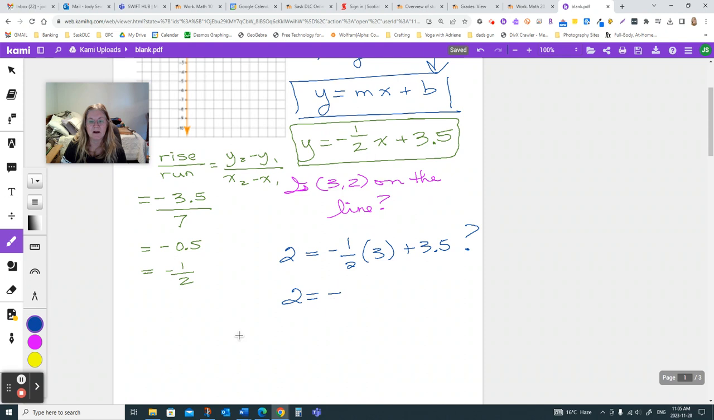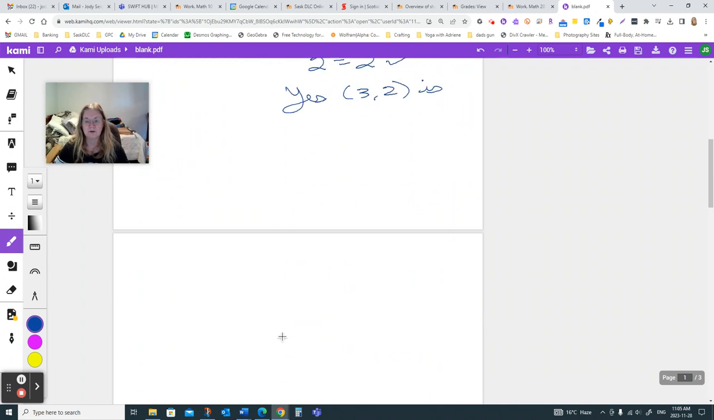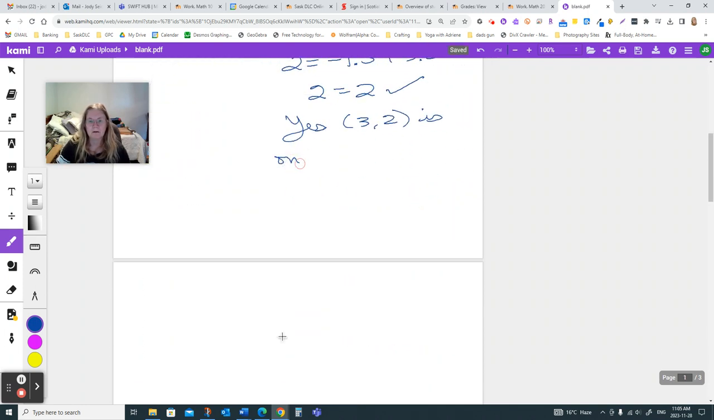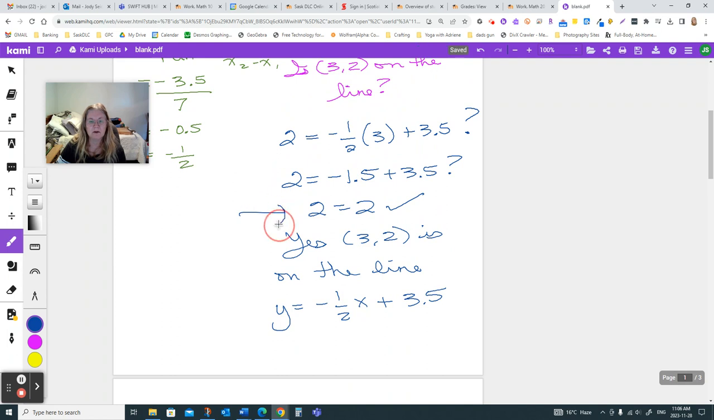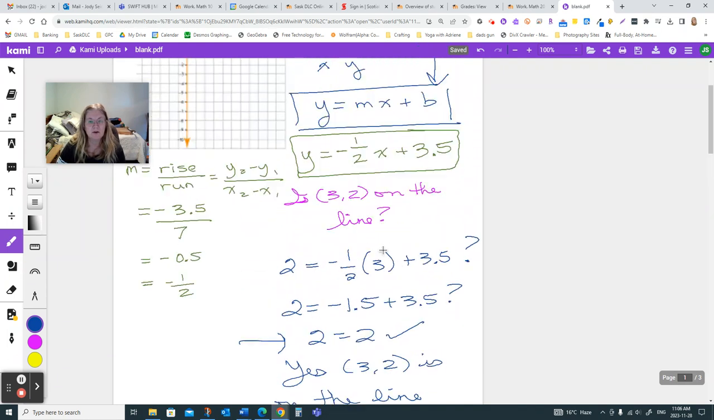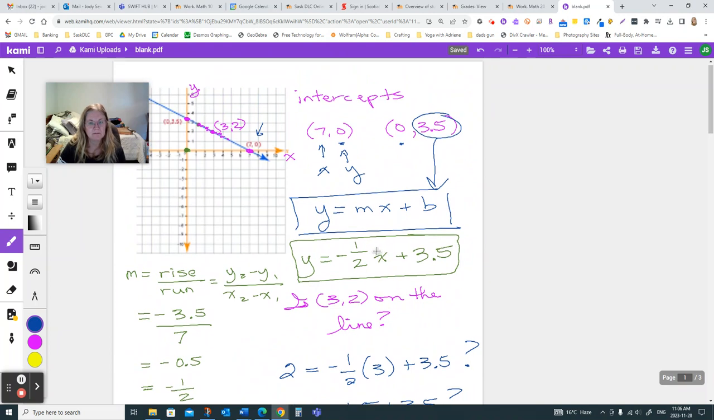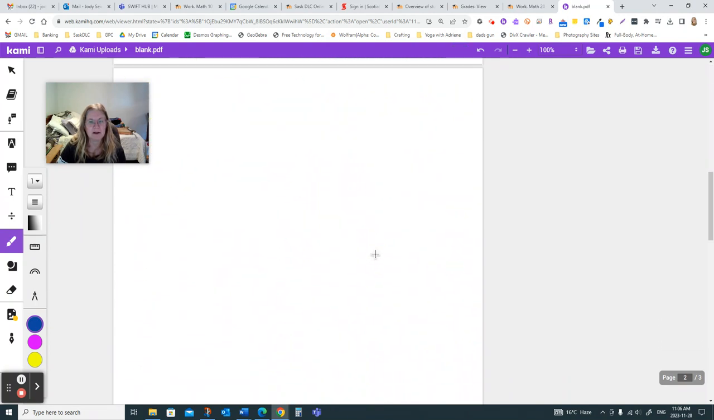Half of 3 is 1.5. So I have negative 1.5 plus 3.5. Is that true? And if you use your calculator or your noggin, you find out that yes, 2 equals 2. So yes, (3, 2) is on the line y = negative 1/2 x + 3.5. If you got here and got like 2 equals 7, which isn't true, then you know you're testing a point that's not on the line. So there's the first stuff about how to write the equation of a line.